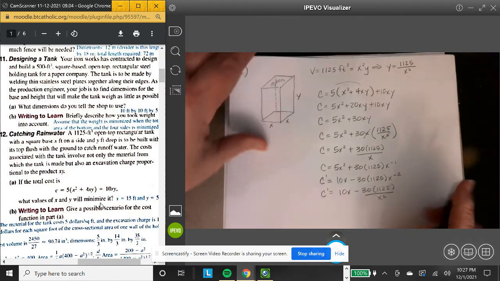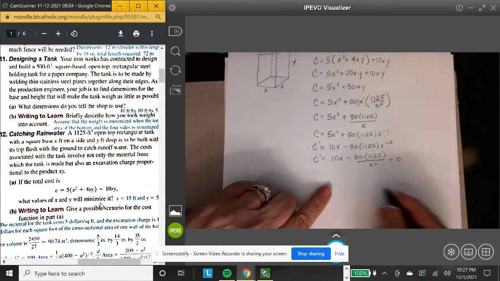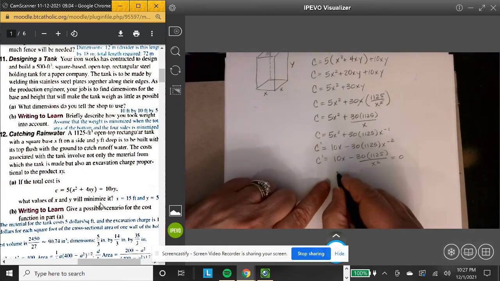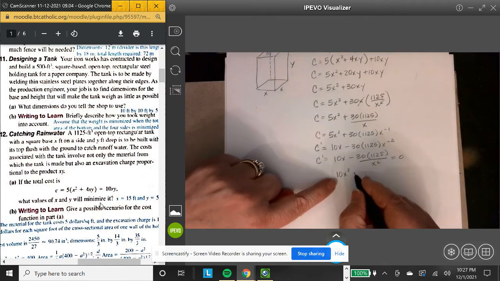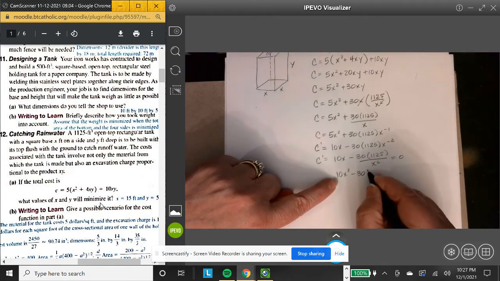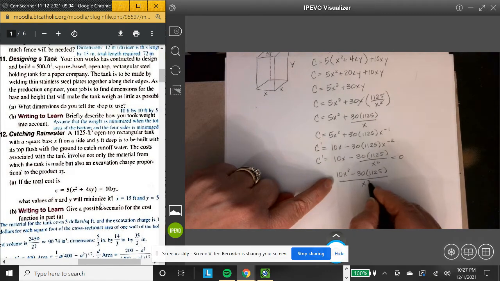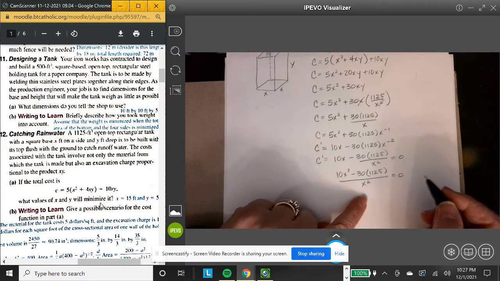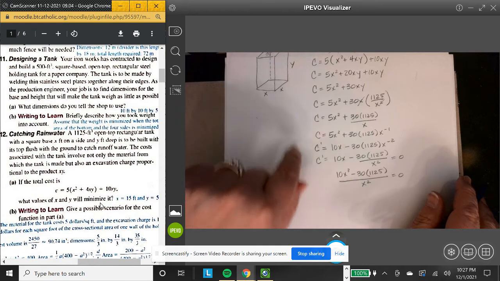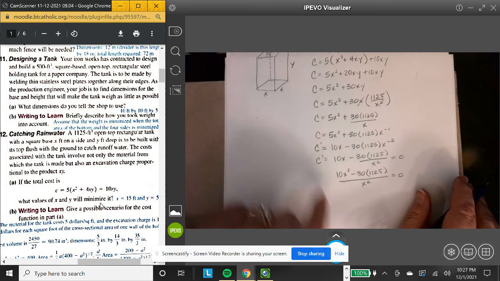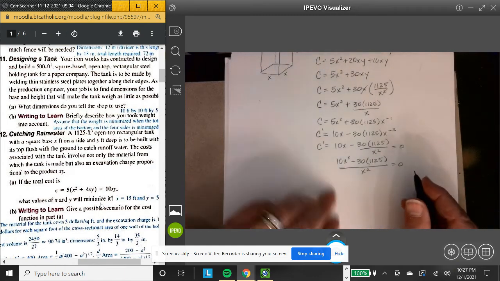Okay, I got to set my derivative equal to 0. So I have to find a common denominator, which is x squared. So we're going to get 10x cubed, because I'm going to multiply this by x squared over x squared, minus 30 times 1,125 over x squared equals 0. If x is 0, my physical constraint, I don't have a box. I don't have a tank. Okay, so x equals 0 is not going to be one of my solutions, or I don't have a tank or a problem to think about.